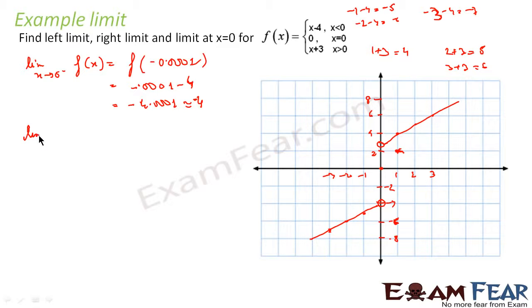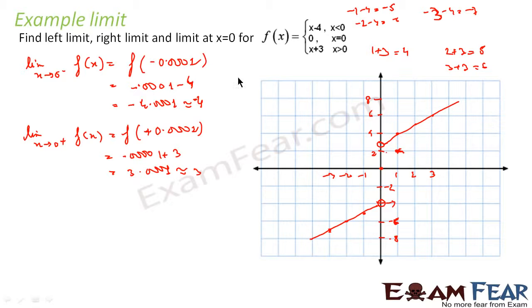Similarly, when I am to find limit of x tends to 0 plus of f(x), this is nothing but f of plus 0.0001, and in this case, if you are talking about any number greater than 0, here we use this equation. So this is nothing but 0.0001 plus 3, right? Because x plus 3 is the equation. And this value is 3.0001, which is almost equal to 3. So here we see this value is minus 4 and this value is 3.